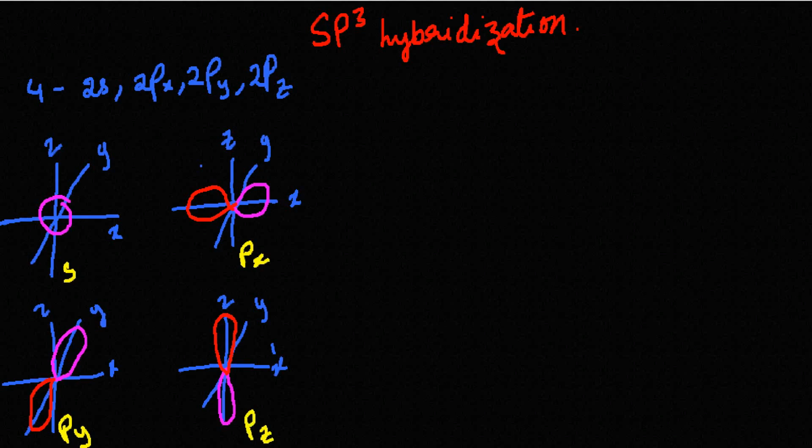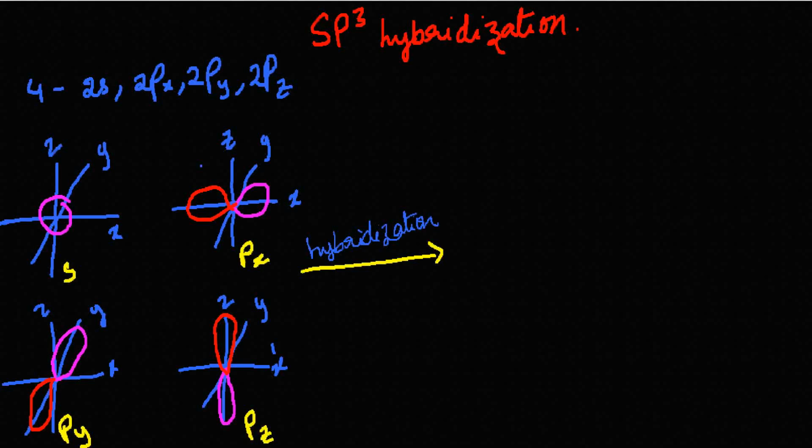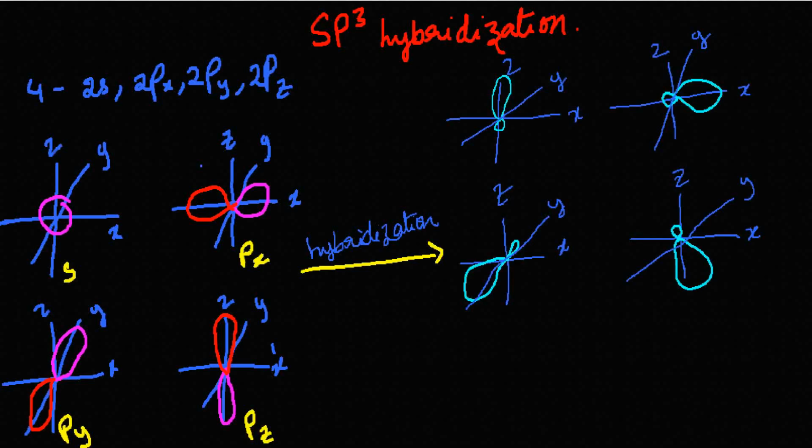Now these 4 orbitals mix together to form hybridization. Hybridization is a phenomenon where all orbitals in a set of hybrid orbitals are equivalent in shape and energy. It is simple to remember that 4 atomic orbitals mix together to form 4 hybrid orbitals. We can say the total number of atomic orbitals in the mix will always be equal to the total number of hybrid orbitals.